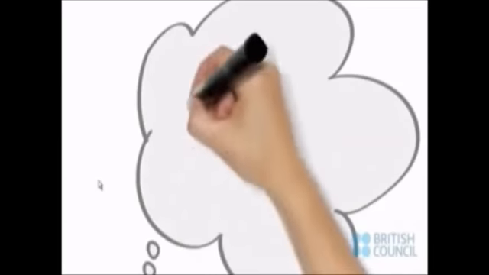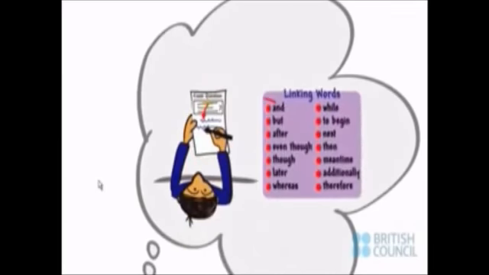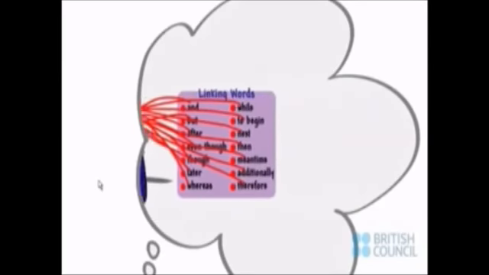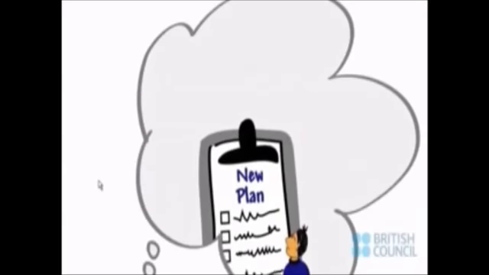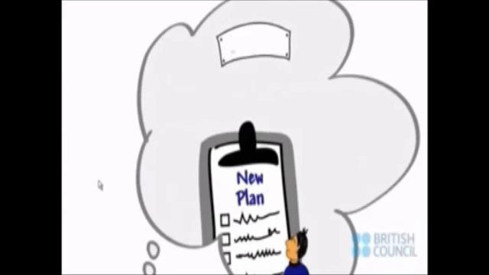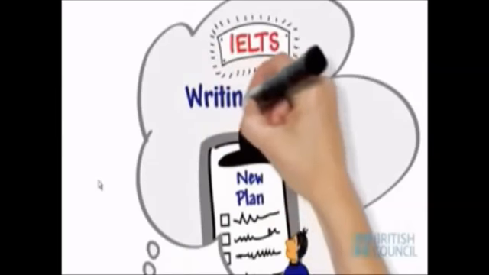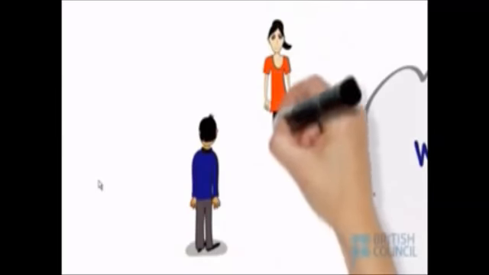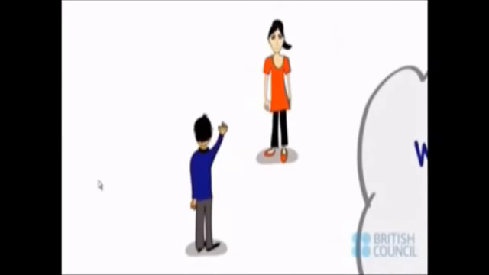In addition, he has used too many linking words or phrases just because he knows them. He realizes he needs a new plan for success in IELTS writing task 1. Jack looks in on his friend Julia to find out how she has been successful.